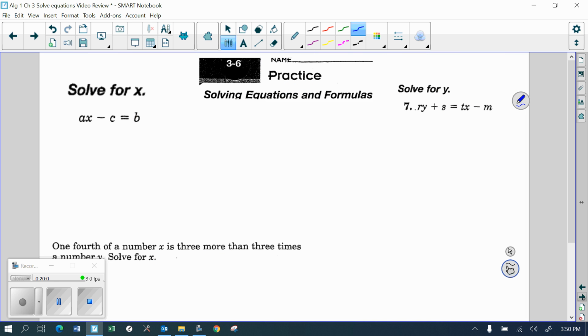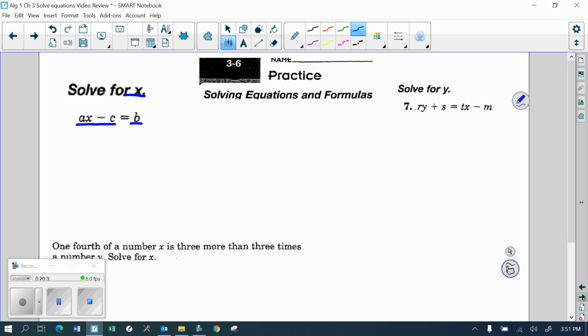All right, next one. Solve for x in this first one. So notice the whole equation. What's an equation? An equation is made up of two expressions. And what are expressions? These are when I have one or more terms without an equal sign. So that's an expression, that's an expression. So an expression that equals another expression is called an equation.